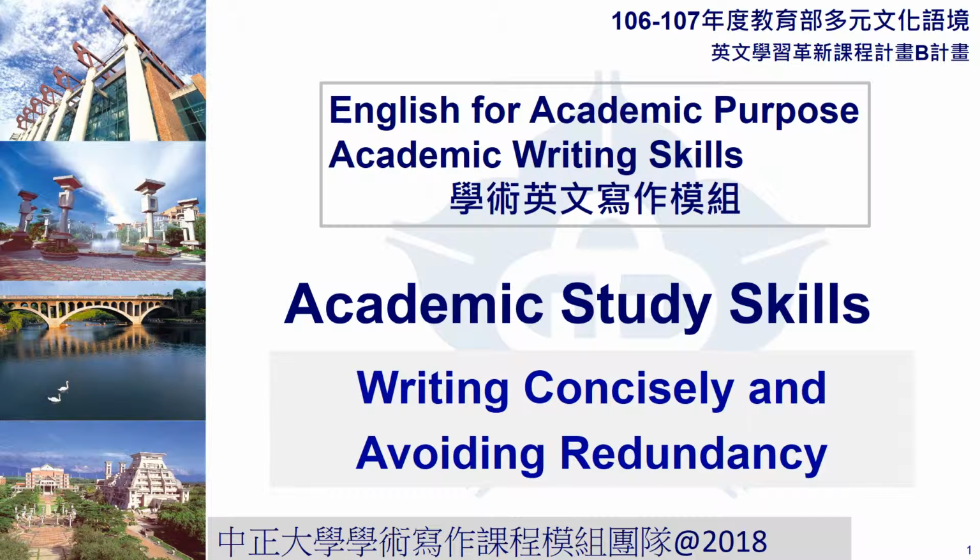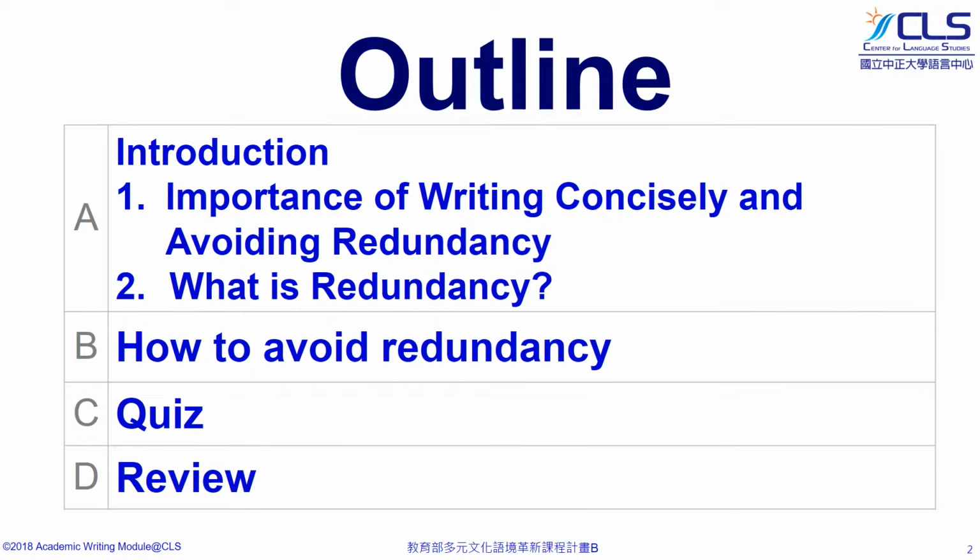This lesson on academic writing skills is about writing concisely and avoiding redundancy to achieve conciseness. We begin with a brief introduction to the importance of writing concisely and how to avoid redundancy, with the definition of redundancy. Then, we move on to introduce some rules to avoid redundancy. Finally, we'll have a comprehension check to help review what we have learned.